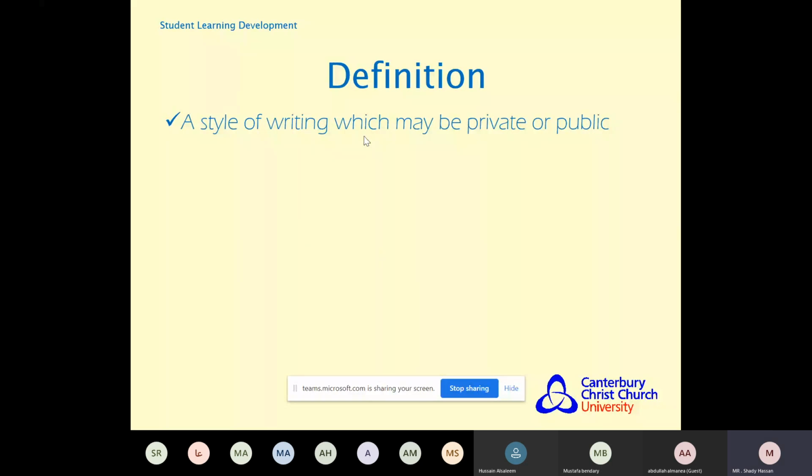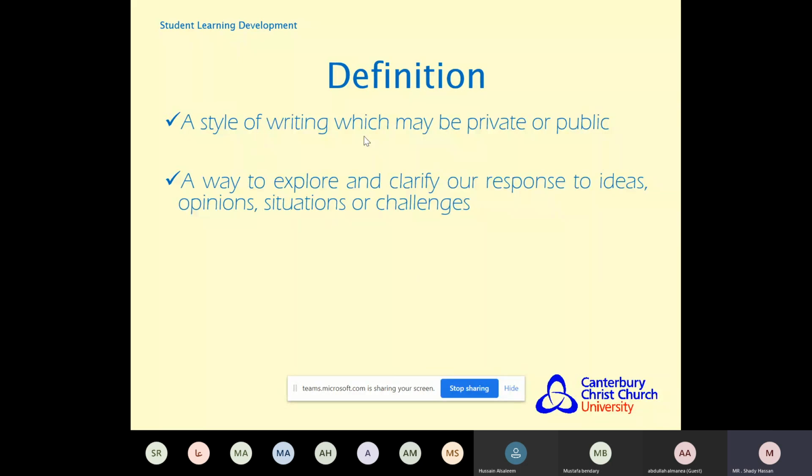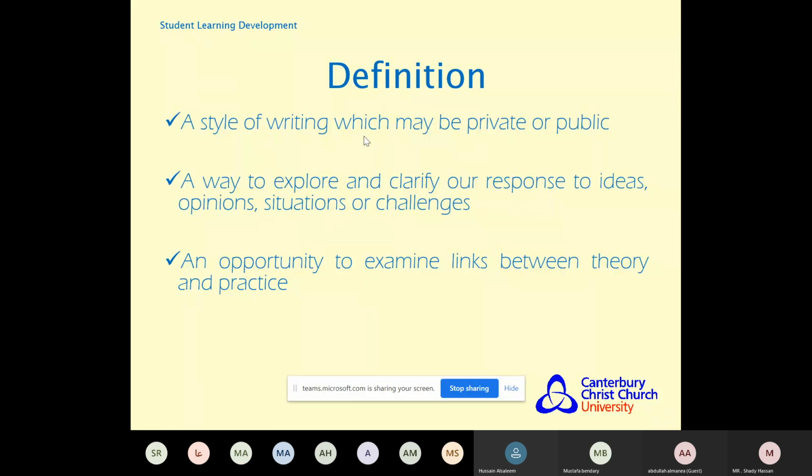Reflection is a style of writing which may be private or public, a way to explore and clarify our response to ideas, opinions, situations, or challenges. It's an opportunity to examine links between theory and practice. It's a way of learning through reflection on our experience.